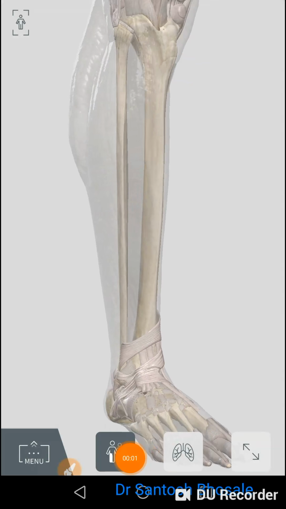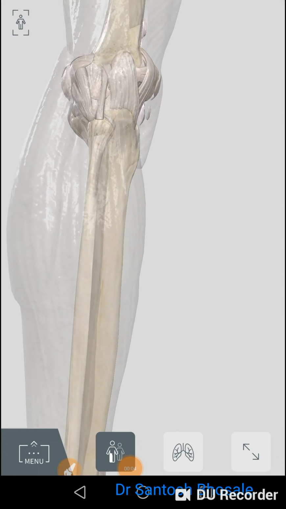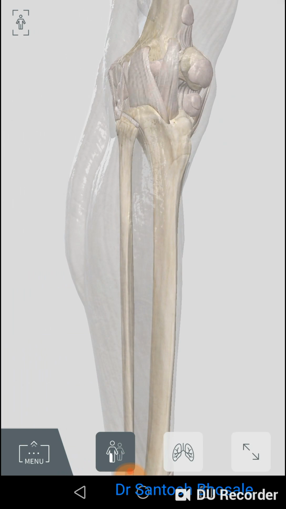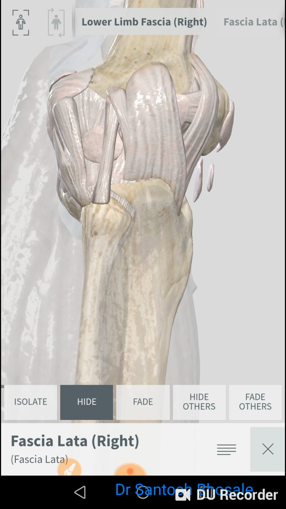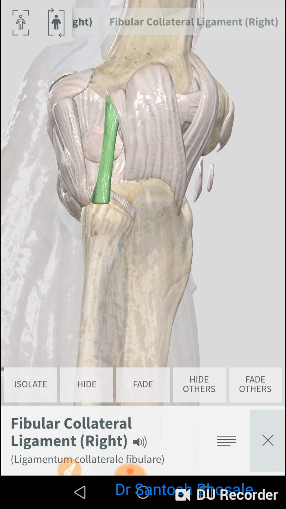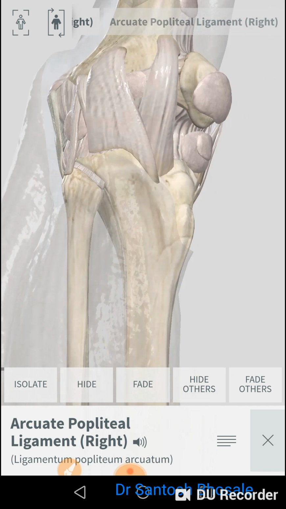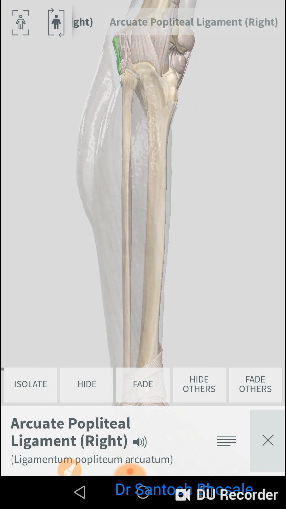Coming to the attachments here, you can see the attachment of the intermuscular septum to the anterior border and also the posterior border of the fibula. Here it forms the anterior and posterior intermuscular septa, and to the upper end you can see there is the attachment of the fibular collateral ligament to the styloid process, and also the arcuate popliteal ligament is attached there to the upper end or styloid process of the shaft of the fibula.